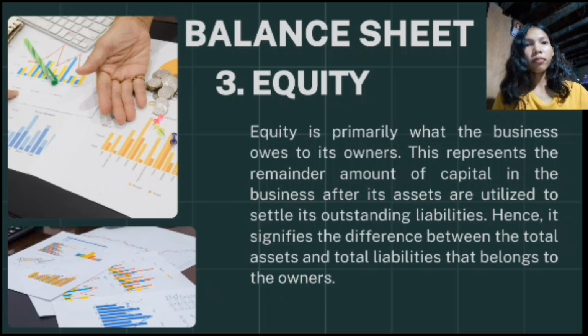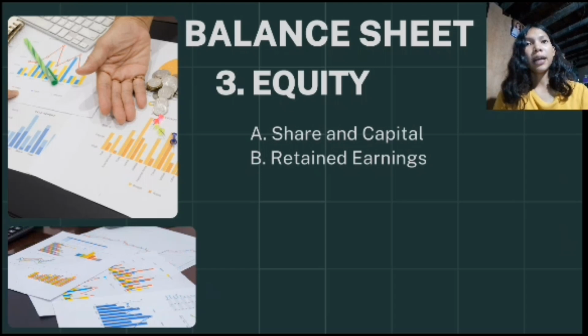So, equity is usually presented in the balance sheet under the following types. We have the share capital. It represents the amount invested by the owners in the company. And we also have the retained earnings. So it comprises the total net profit or loss retained in the business once the dividends are distributed to the owners.